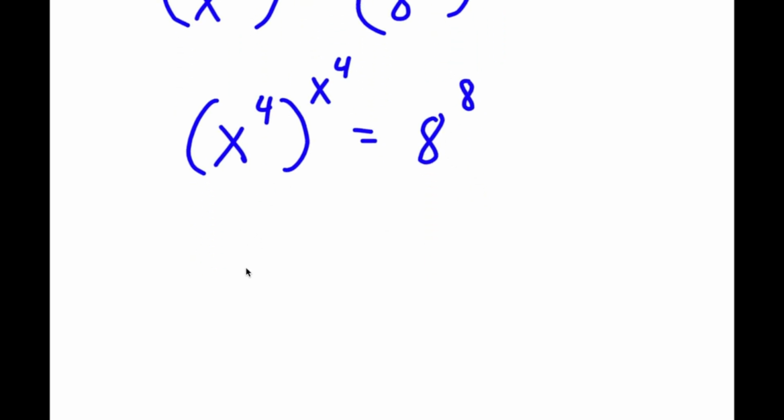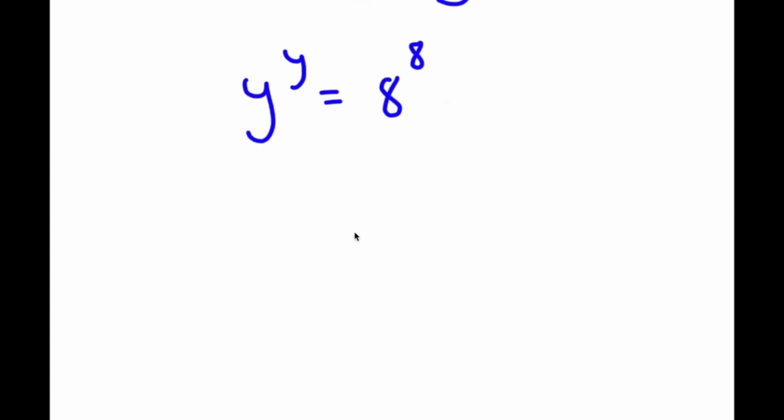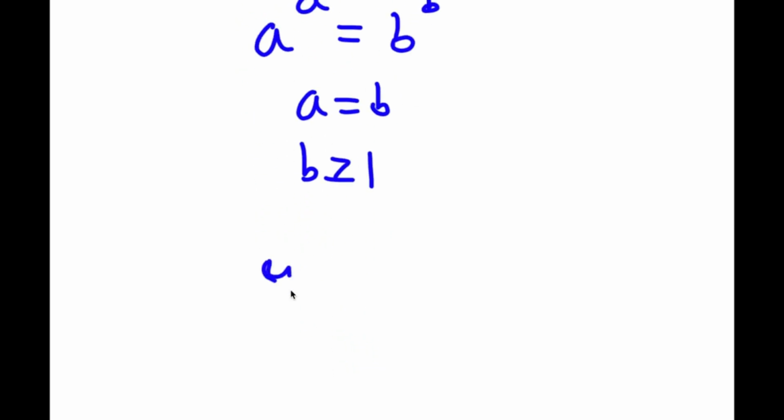So now I'm going to let x to the power of 4 equal to the variable y. So now I have y to the power of y is equal to 8 to the power of 8. Now, if I have something in the form a to the power of a is equal to b to the power of b, then this means that a is equal to b as long as b is greater than or equal to 1. So in this case, b is equal to 8, which is greater than or equal to 1, meaning y is equal to 8.